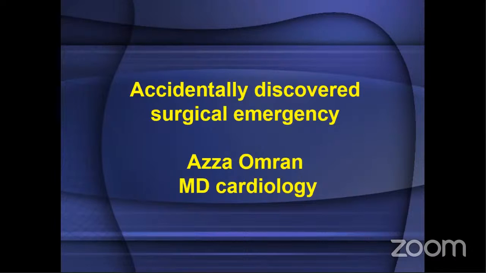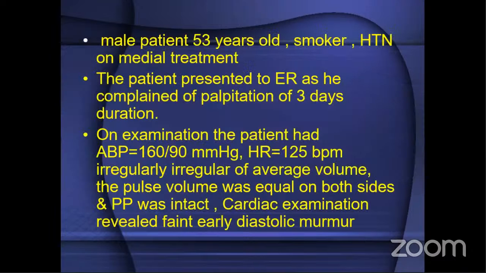Go ahead, please. Okay. I have an accidentally discovered surgical emergency at our echo lab. It is about a male patient, 53 years old, smoker, hypertensive on medical treatment. The patient presented to ER as he complained of palpitation, had arterial blood pressure of 160/90. His heart rate was 125, irregular, with average volume. The pulse volume was equal on both sides. Peripheral pulsation was intact.